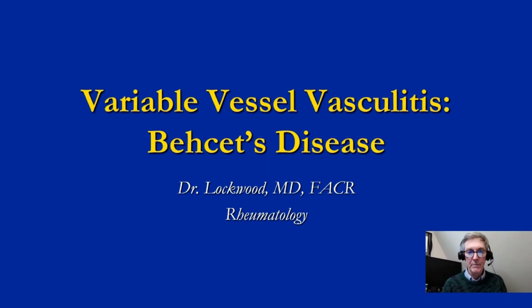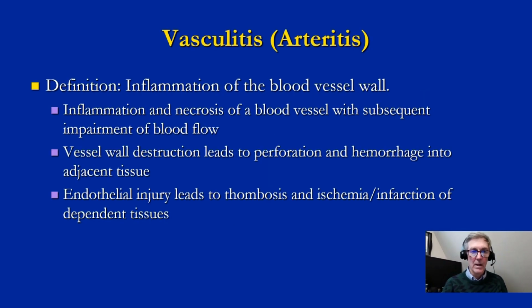Today we will discuss Behcet's disease. Just as a review for those of you who have not watched Vasculitis: An Introduction, vasculitis is an inflammation of the blood vessel wall. It's associated with necrosis of the blood vessel wall with subsequent either extravasation from the vessel or peripheral thrombosis and ischemia. This could lead to tissue damage, organ death, and even death of the individual.